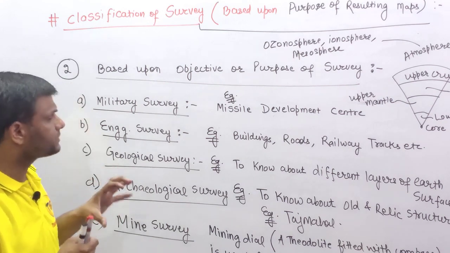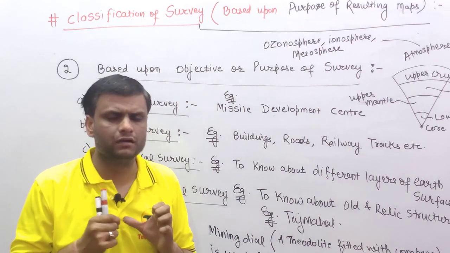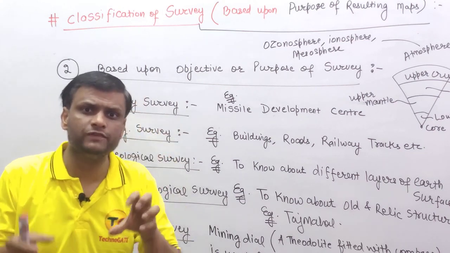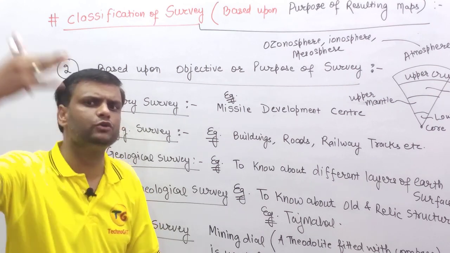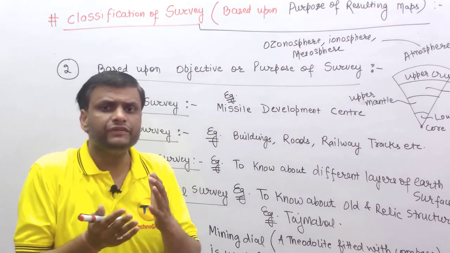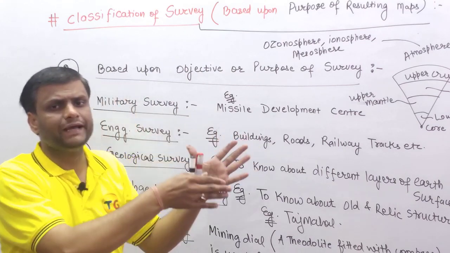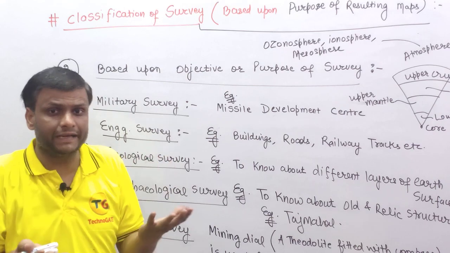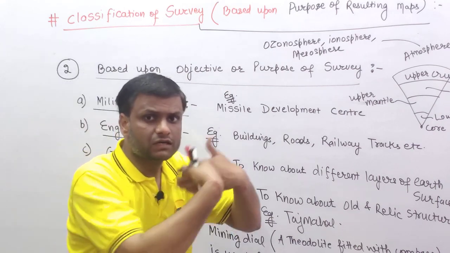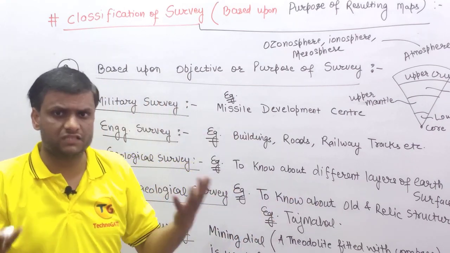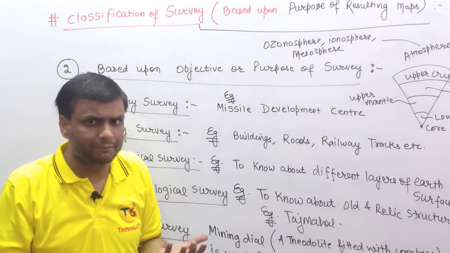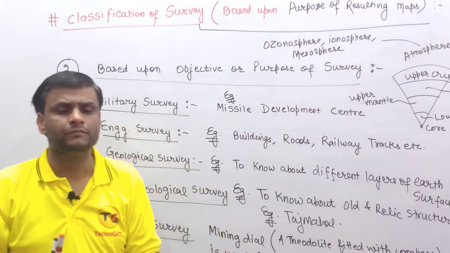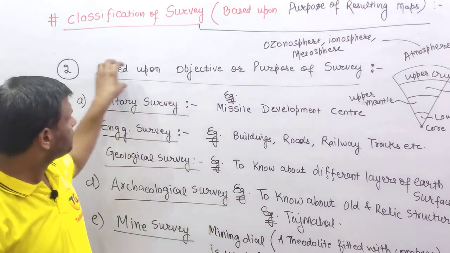So, my dear students, our third classification is based upon the instrument of survey used. Survey is categorized into various categories. Likewise, if we use a compass for a survey, that survey is termed a compass survey. If we use a plane table for carrying out the survey, that survey is called a plane table survey. If you use a theodolite, that survey is called a theodolite survey. So, we will move on to our third classification.